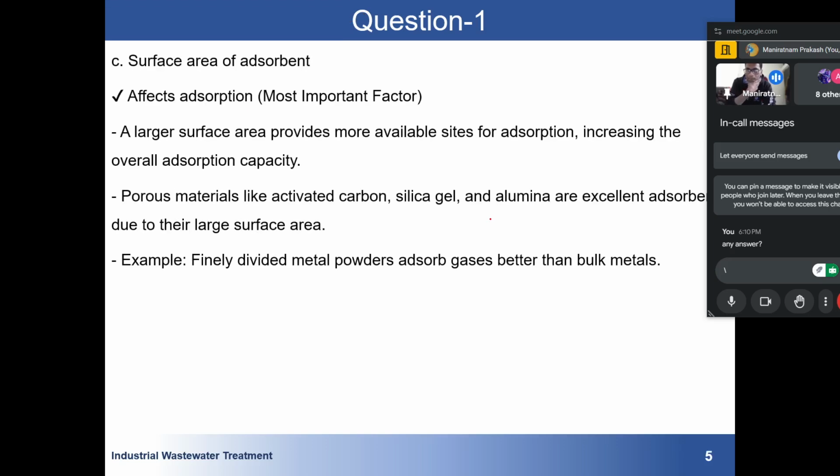Now, the next option is the surface of the adsorbent. This is the most important factor. Remember that in adsorption, generally, there is surface area.